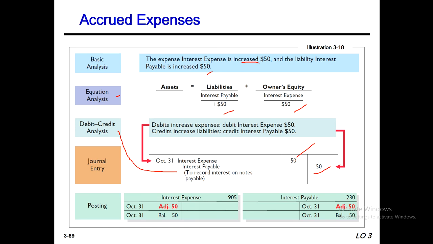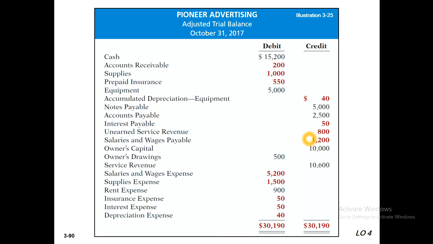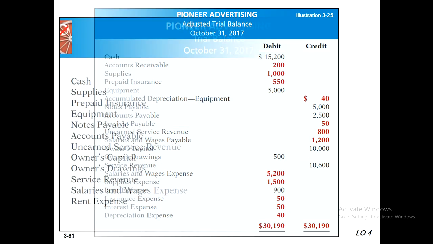I think everybody is clear, and this is the ledger. In this ledger we have no previous interest expense amount, so this is our adjustment of 50 taka and balance 50, and we consider it as the adjusted trial balance. Okay, now interest payable: this is adjusted 50 and balance 50. So here we look, this is the amount, interest payable 50, and here interest expense 50. I think everybody is clear.